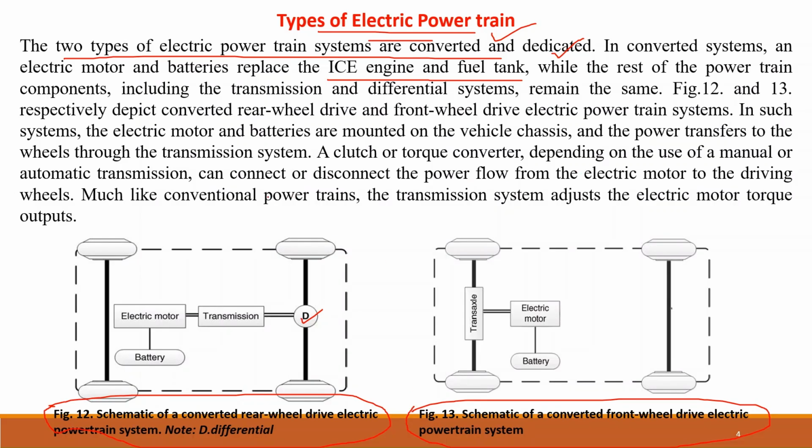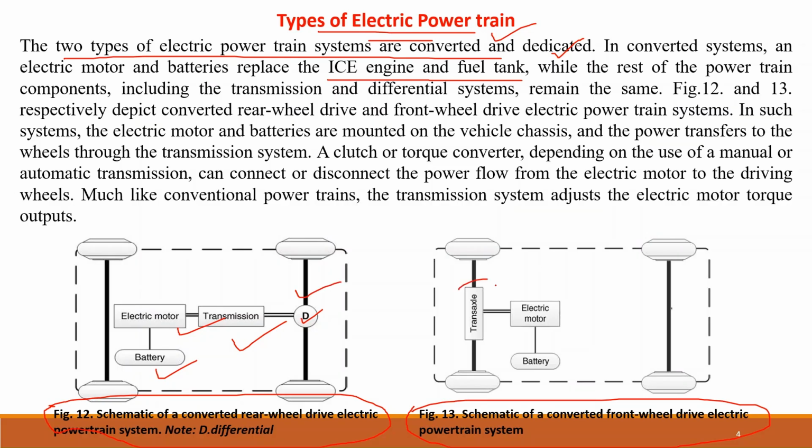We have already discussed that figure 12 and 13 respectively depict the converted rear wheel drive and the front wheel drive electric powertrain system. In such systems, the electric motors and the batteries are mounted on the vehicle chassis and the power transfers to the wheels through the transmission system. A clutch or a torque converter can be there depending on the use of a manual gear or automatic transmission gear, and they can connect or disconnect the power flow from the electric motor to the drive wheels. So we have a transmission system, we have a battery, and we have an electric motor. So this is the converted rear wheel one.